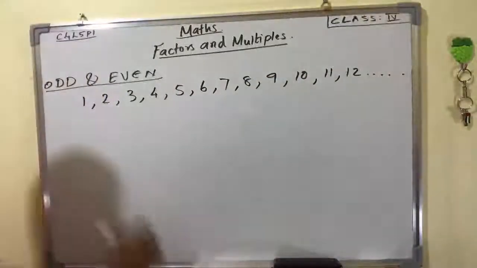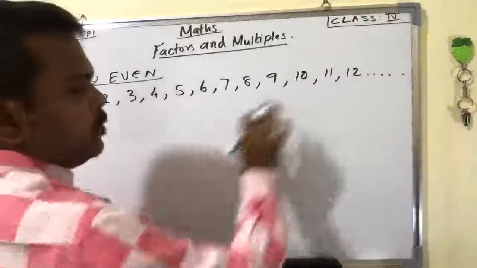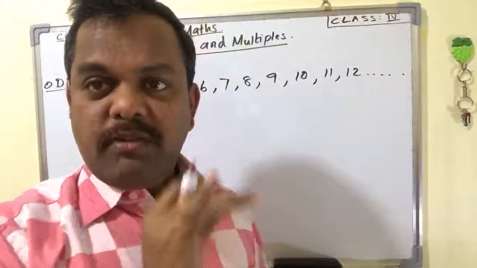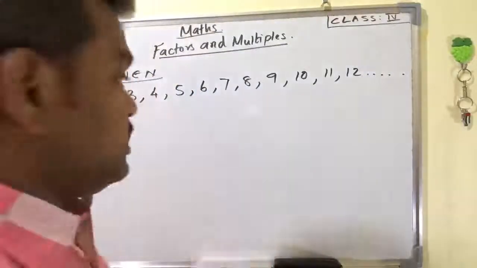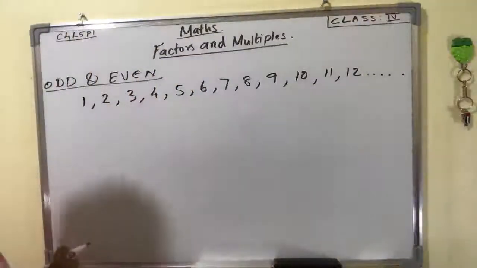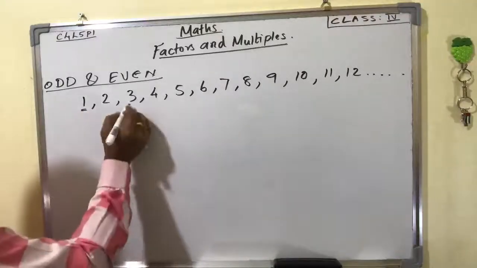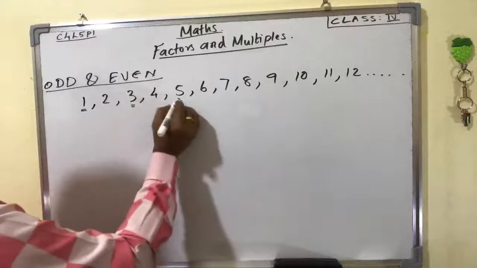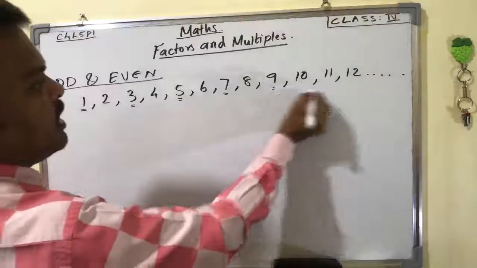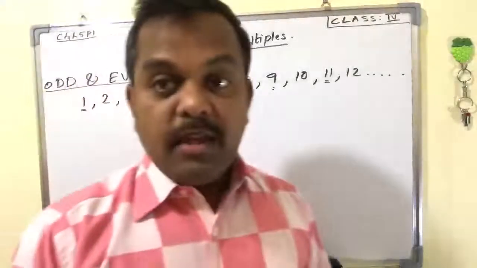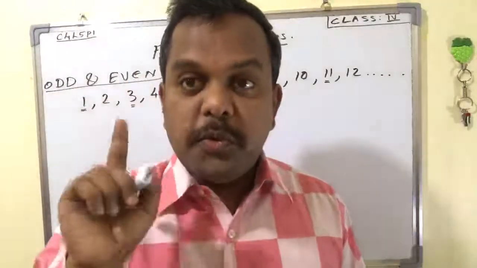Okay, so from 1 to 12, I am going to explain which are the odd numbers and which are the even numbers presented here. After that you will understand everything. Odd number means first number 1. Okay, leave one number, 3, leave one number, 5, 7, 9, 11. Even number means multiples of 2.